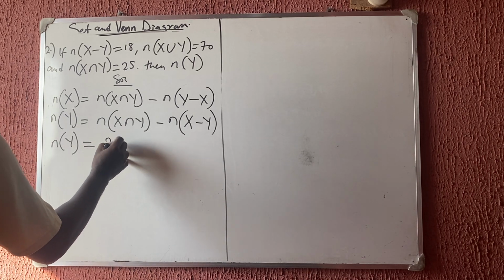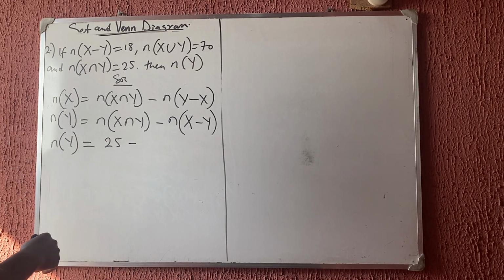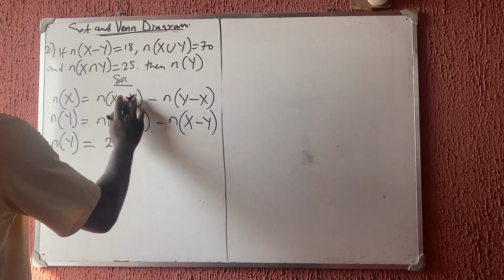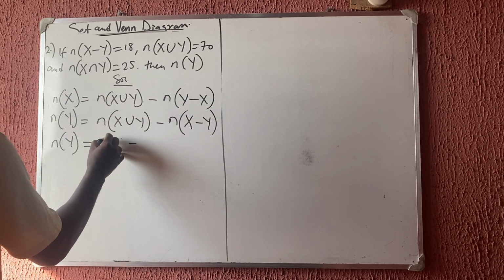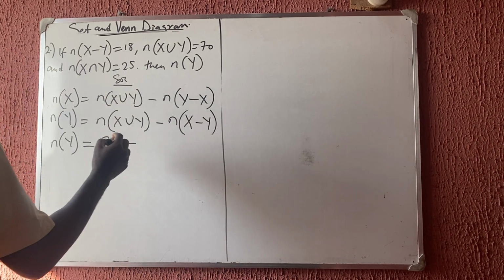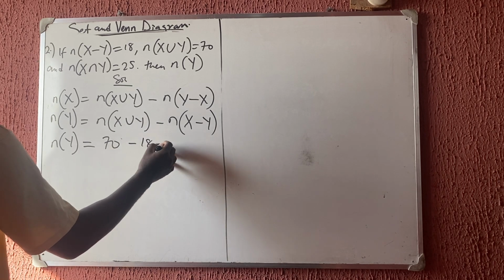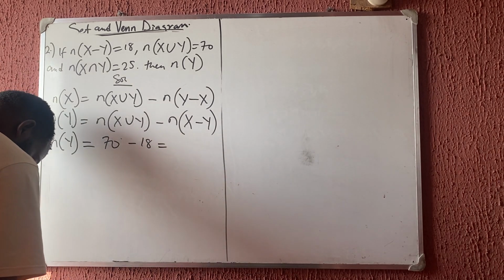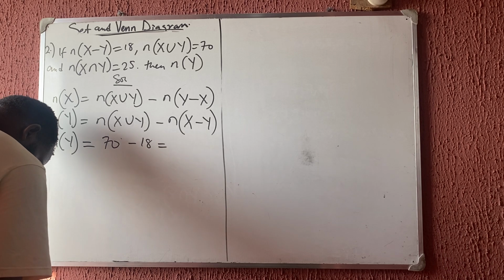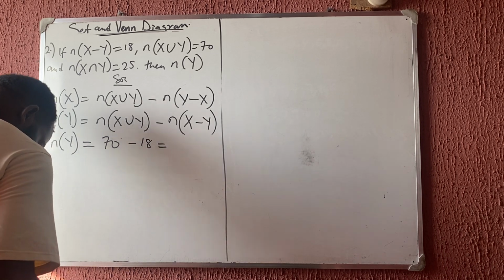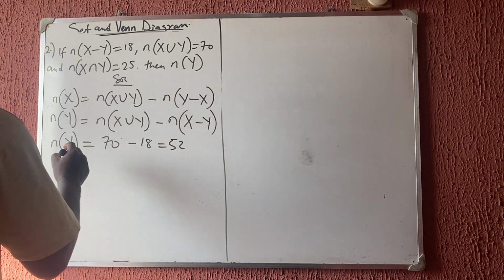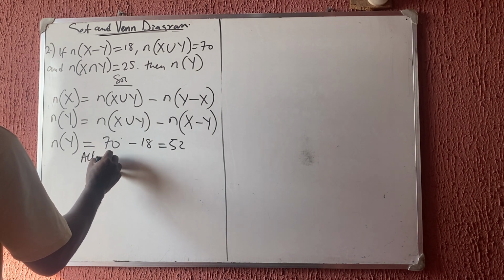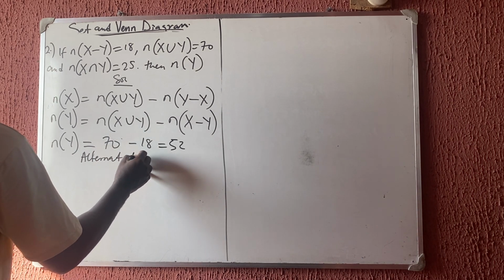This one is 25, sorry, their union, not their intersection. So this one is 70 minus 18, and 70 minus 18 will give you 52. Now, there's another alternative method of solving this, but I know you like the one I used.